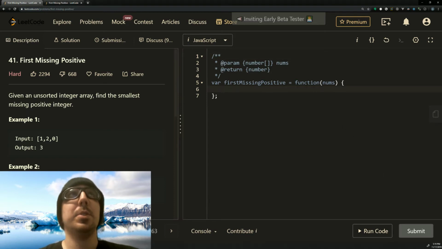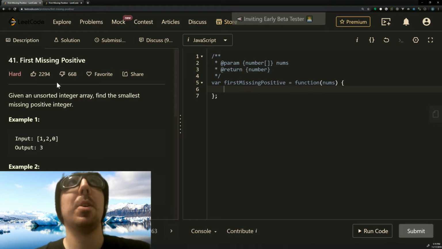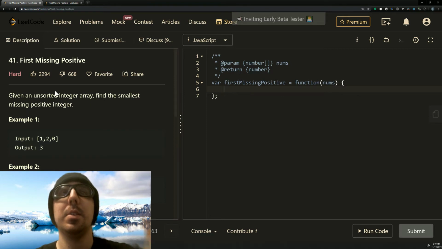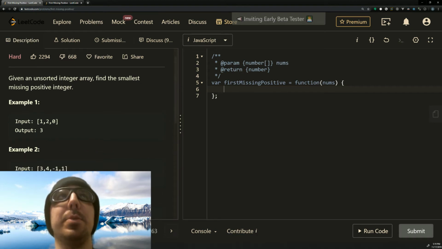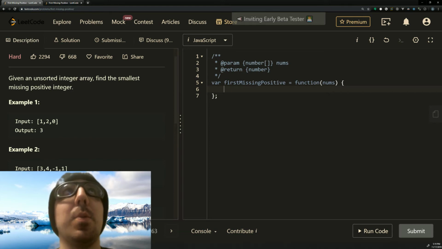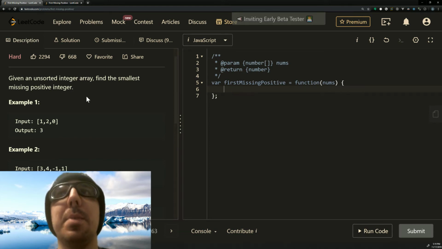So they want you to take an unsorted integer array and find the smallest missing positive integer. First, I didn't really understand what that meant, so I had to look through the examples and read it a couple times to understand what they wanted. What do they mean by missing positive integer? Well, they just want the number that isn't in the given input array, and it's also the smallest one that isn't in the input array.